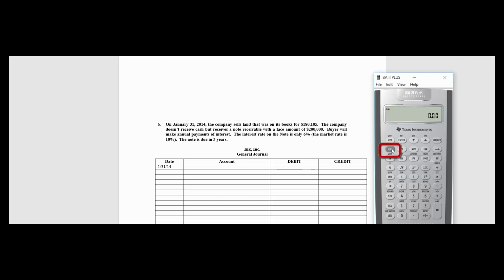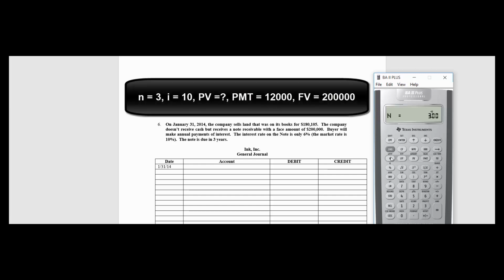So we'll hit second, FV, that clears the third row. What's the N? 3N. What's the right I? The right I is 10% per year. So we'll type that in.